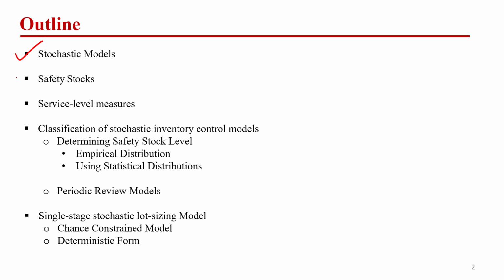we will try to define what safety stock is, and then what the service level measures are, and then we will discuss how we can calculate the safety stock level when we have the empirical data, or you can say based on the empirical distribution. In the next part we will talk about calculations based on statistical distributions as well as periodic review models, and the next one is single stage stochastic inventory models based on the chance constraint, and then how we can convert it into the deterministic form. But in this part, we are going to cover up to the empirical distribution.